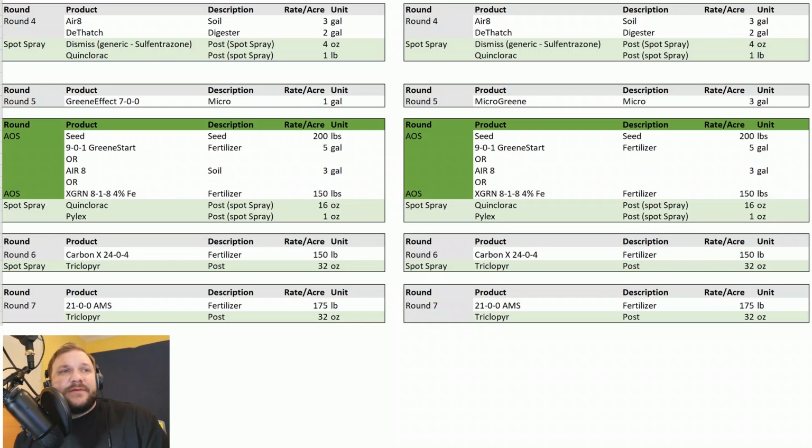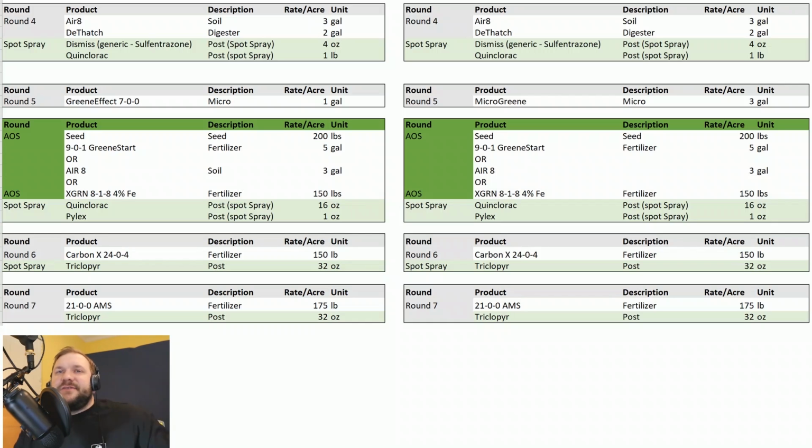Moving into round 6, I have Carbon X. Again, this is if you want to go granular. I've got right here at 150 pounds to the acre. That could be a little high. If you're going for a renovation in your aeration overseed, it may be something you want to run 150 pounds to the acre, because again, when you renovate, you're beginning to strip the soil of a lot. You expose it, and you're going to have a loss in carbon there. So that may be a good thing to run.